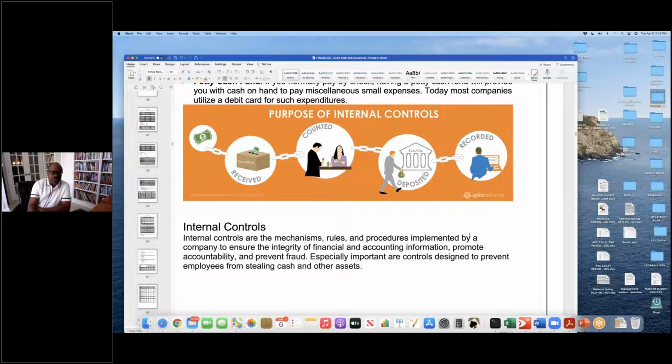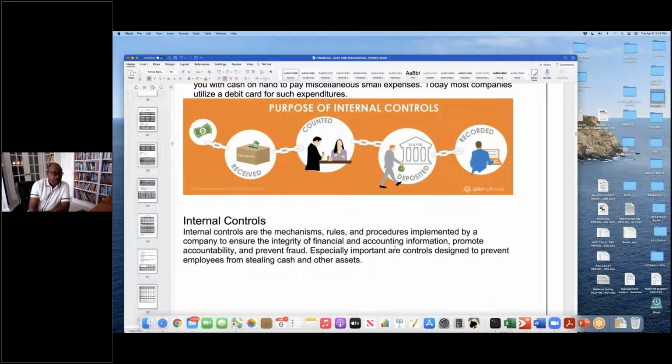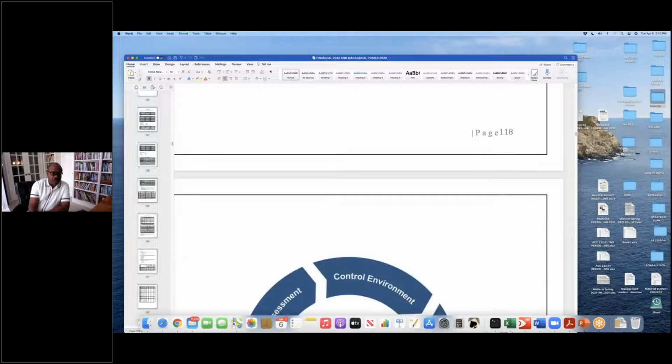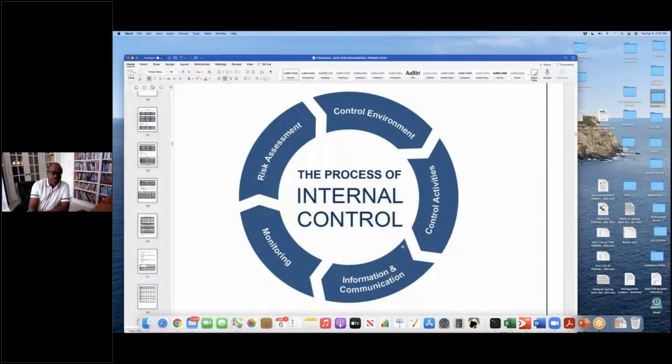So we have internal controls, all the procedures we're going to put in place to prevent employees stealing cash and other assets. So if you got an inventory, and there's certain types of inventory, that inventory has to be protected on lock and key. You got telephones, etc., computers. Controls have to be in place.